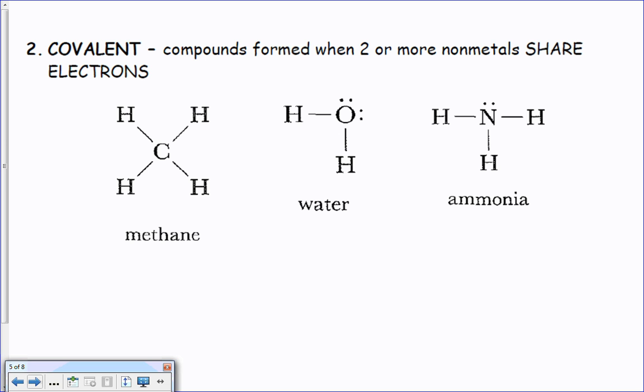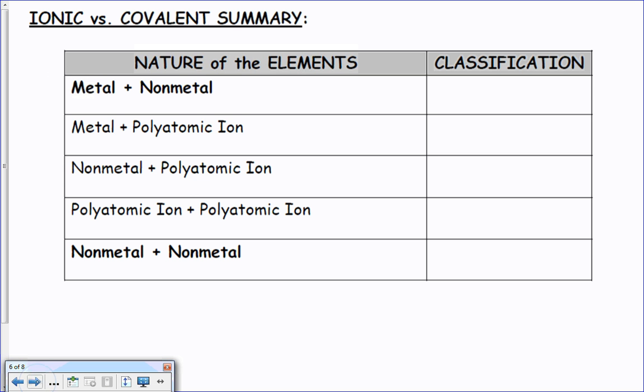Okay? Covalent compounds are a little bit simpler. I have to have two nonmetals. Two nonmetals sharing electrons equally or unequally, we'll find, will make for a covalent bond. Quick summary. Metal and a nonmetal. If I take a metal and a nonmetal and put it together, I have an ionic bond.